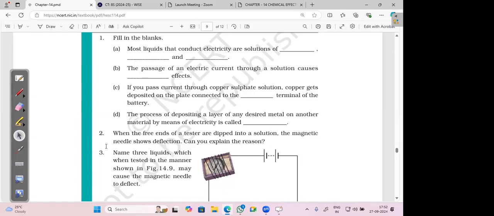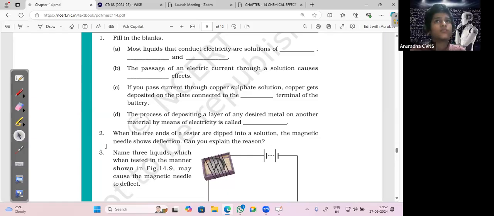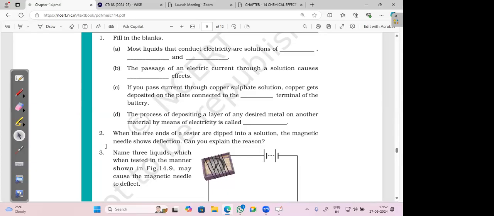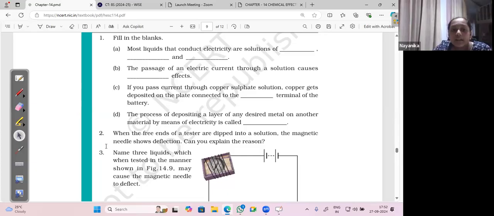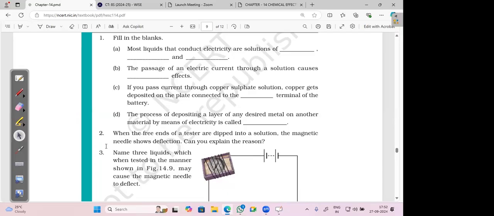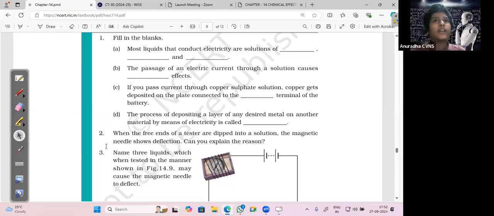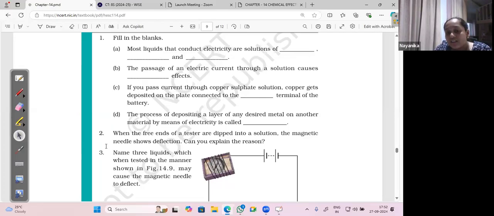Sir, in the circuit, the magnetic needle shows the deflection. A current carrying wire behaves as a magnet. Sir, the solution that the testers are dipped into has a base, salt or acid, which conducts electricity and shows a positive test, and the magnetic needle deflects to show the flow of current. Yes.